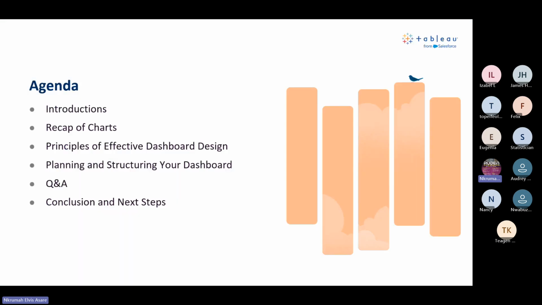So today, our agenda for the meeting is a brief introduction of who I am. Then we are going to look at what makes up the dashboards. Those are the visualizations, those are the charts. So we'll wrap up briefly on the charts. Then we'll look at the principles of building an effective dashboard, then planning and structuring your dashboard, a simple Q&A session where you can ask all your questions, then we can conclude our workshop for today.